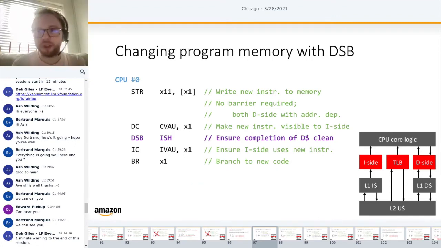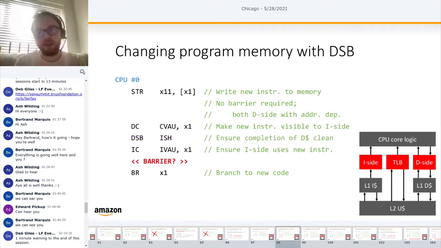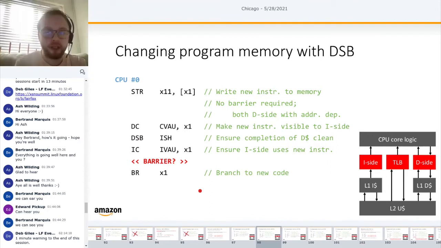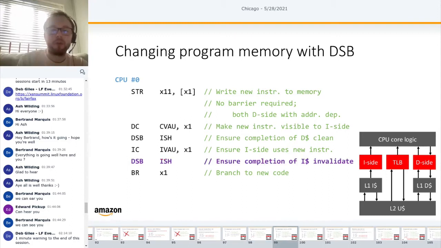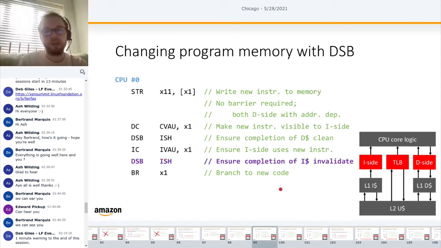I see we're running up against the time already, so I'll try and finish this example. So that's going to ensure that that's finished. Now, next thing, do I need a barrier between my IC IVAU and my branch? Yes, I do, for the same reason that I was mentioning earlier, right? I don't want speculation to cause a speculative cache line fill and allow me to speculatively branch over into the old opcode that might still be there. So I'm going to need another DSB here to enforce completion of the I cache invalidate.